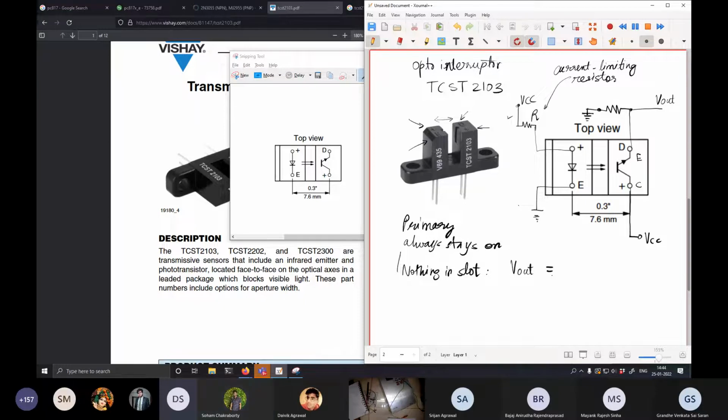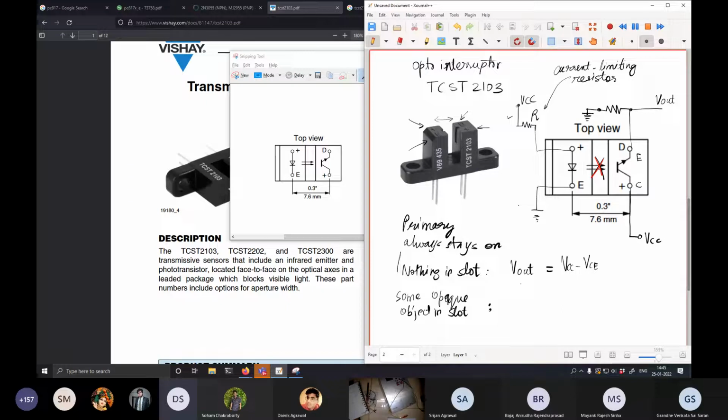VCC minus VCE. So it's going to be VCC minus VCE. All right. But when you block this circuit, when you put a card or some kind of opaque object in this slot, then you are basically interrupting this line. You are fundamentally disrupting this line, and so this collector emitter line gets disconnected.